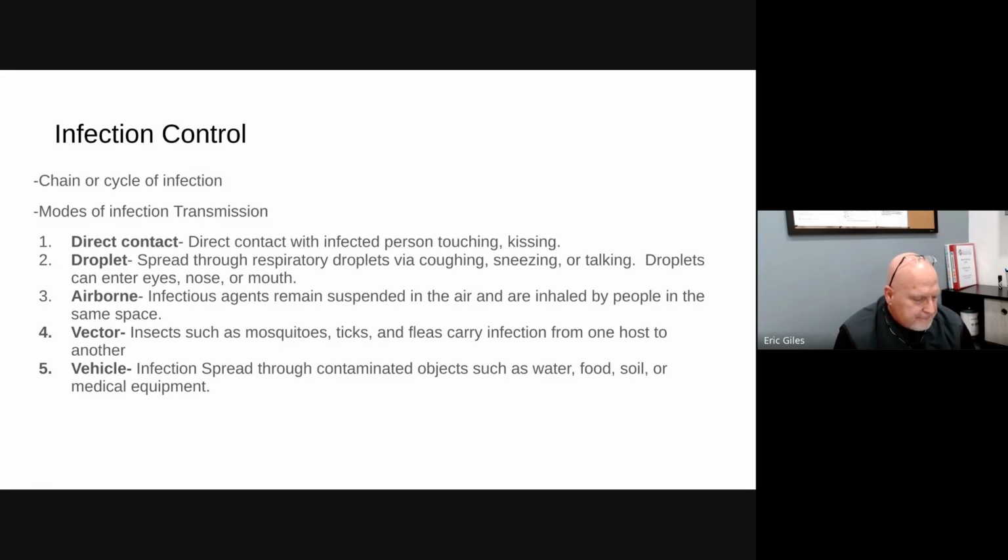Vector, it's a cool name. Insects such as mosquitoes, ticks, and fleas carry infections from one host to another. In the areas that we live, it's primarily ticks and mosquitoes. Ticks are bad news if you don't watch for them. Vehicle: infection spread through contaminated objects such as water, food, soil, or medical equipment. So we need to keep stuff clean.